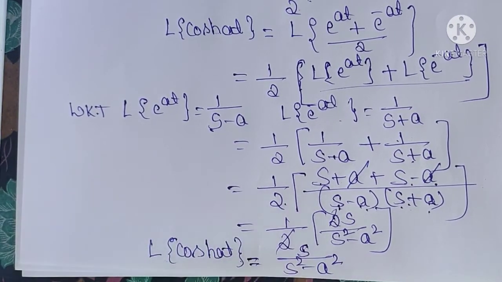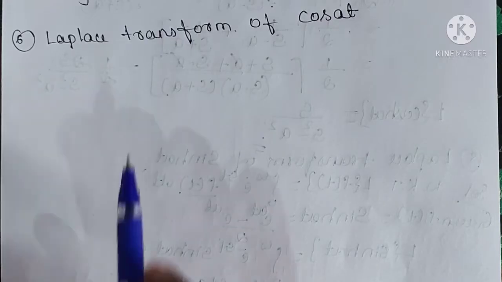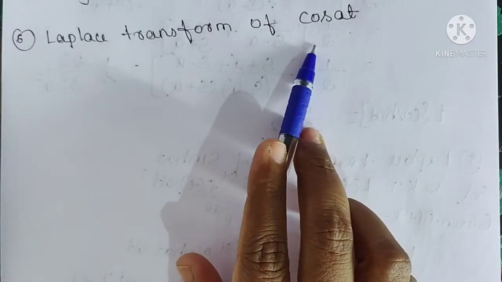See, I have solved cosh(at) and sinh(at) in two ways, and this one is easy. You go for that method. Next problem. Now let's see the Laplace transform of cos(at).